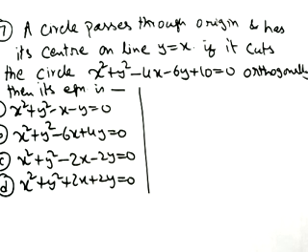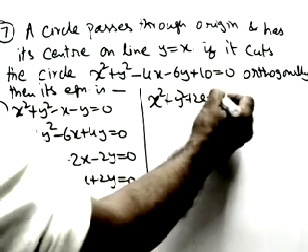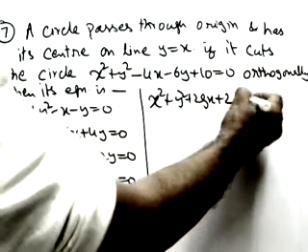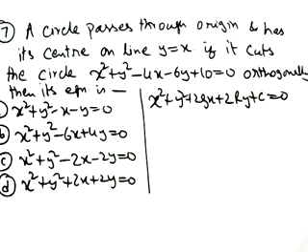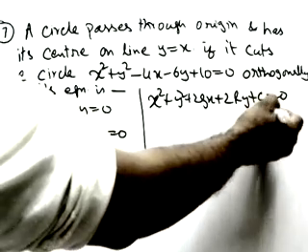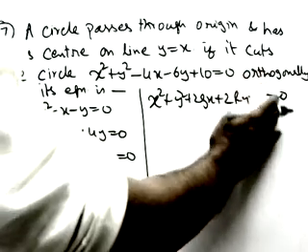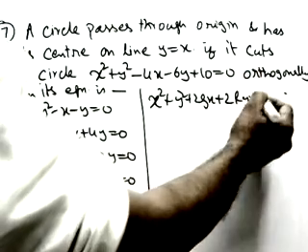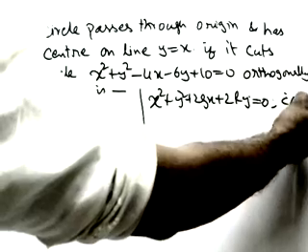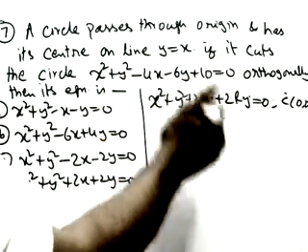Now see the next question. A circle passes through origin, has center on its line. If it cuts the circle orthogonally, then its equation. Suppose you consider the general equation. Let the equation of circle be x square plus y square plus 2gx plus 2fy plus c equals to 0. Whenever a circle or a line passes through origin, it doesn't have the constant. The c will become 0 when it passes through origin. So take out this c from here. Since it passes through origin, if you substitute origin 0 comma 0, you'll get c equals to 0.